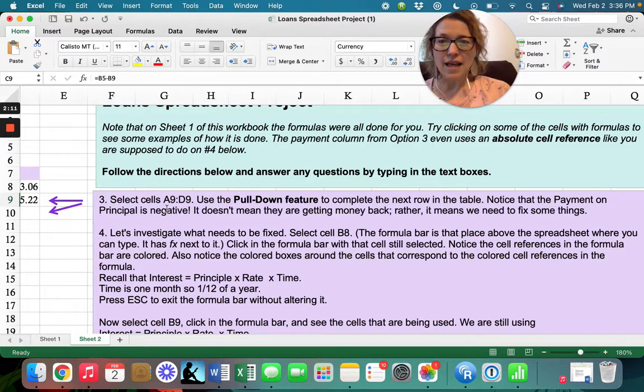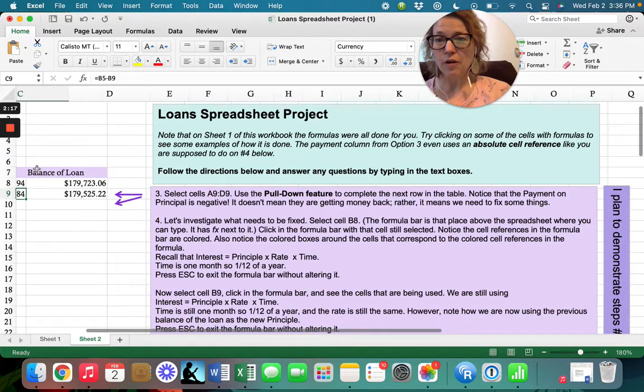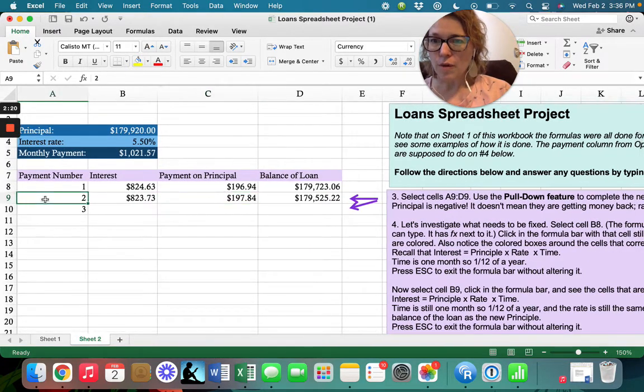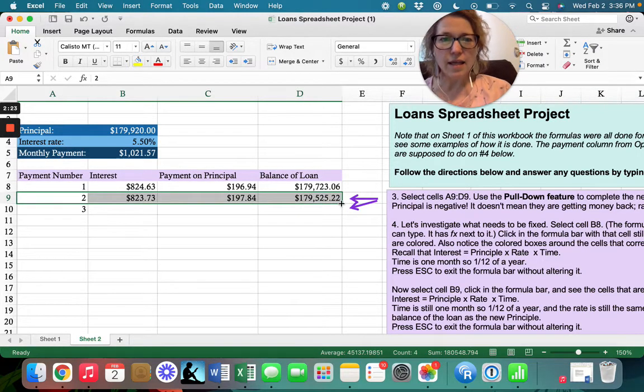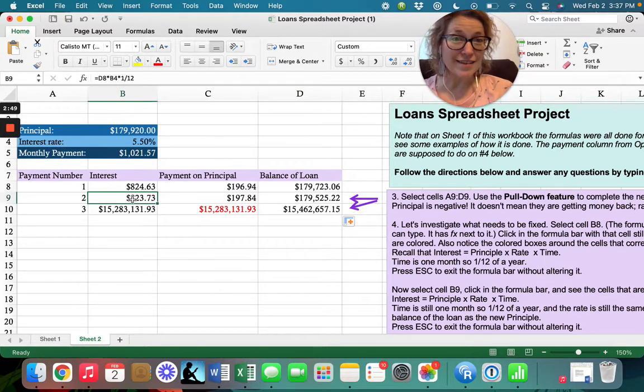So we're supposed to select cells A9 through D9 and use the pull down feature to complete the next row in the table. Okay. So A9 through D9, and I pull down and I look at that and I go, this does not seem right. My interest should be smaller than it was the previous month because the balance of the loan is less. But instead it's like way bigger. So obviously something's going wrong with my formula. So let's look up to where it was right and see what's happening, and then see if we can figure out why when we did the pull down.